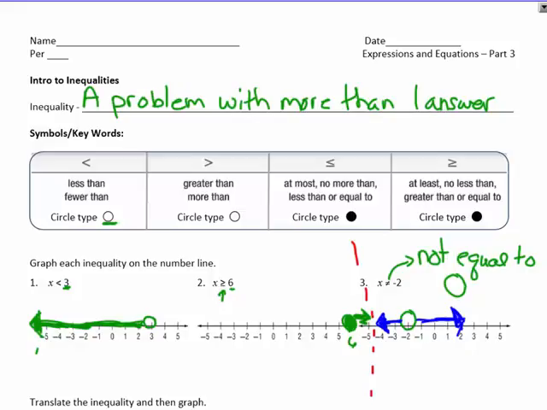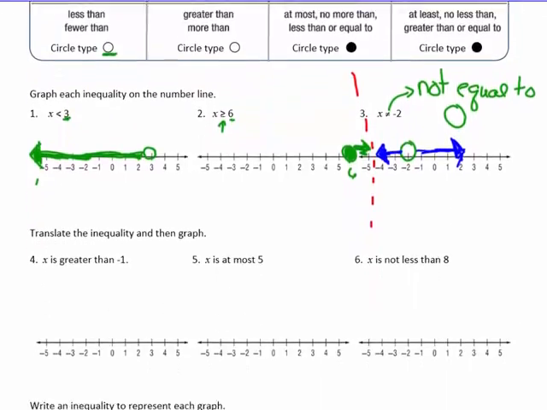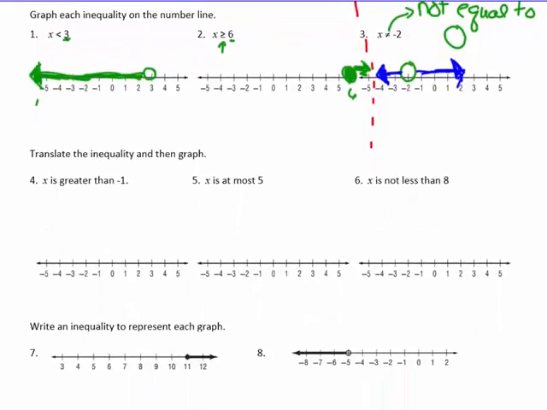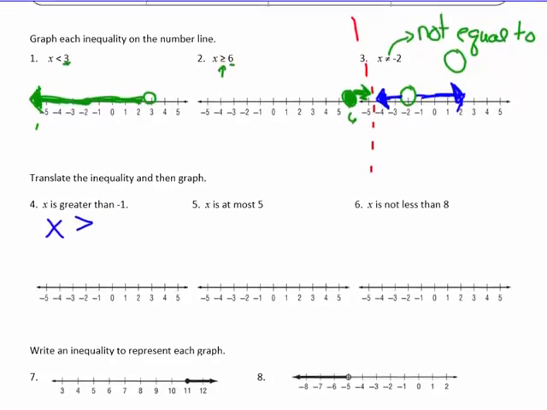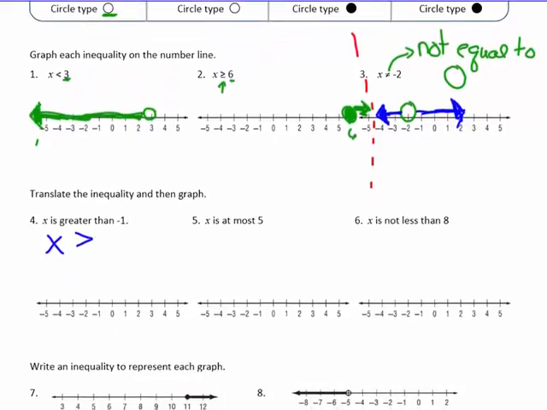Okay, so that's how we make these. Let's see what else it wants us to do. Translate the inequality and then graph it. So x is greater than -1. We start with x, or whatever variable they're telling you to use, and greater than looks like this. I can always double check that back up here. Greater than, there's the symbol, and -1.